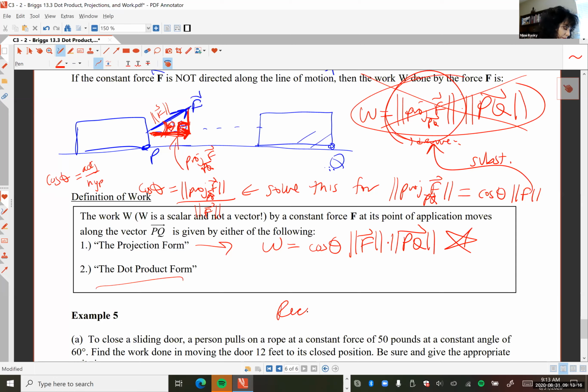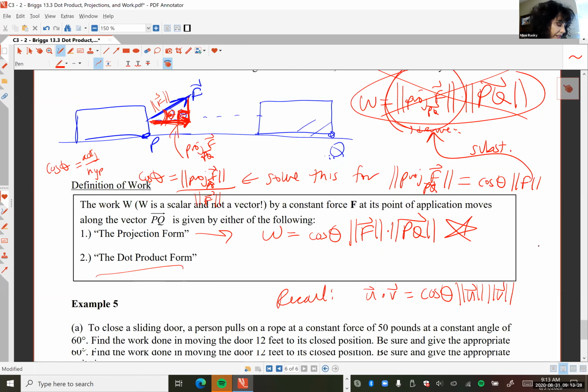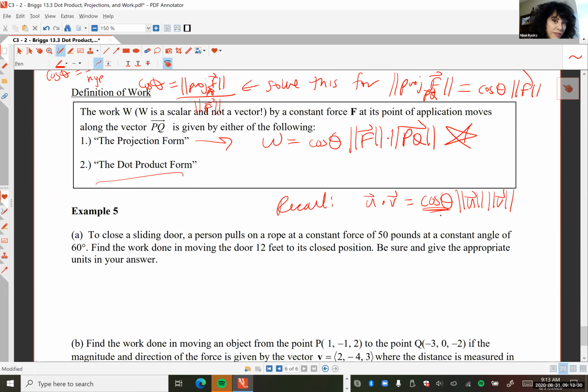So before I give you the dot product form, let me remind you of a formula you were supposed to have learned in order to do your quiz yesterday and turned in this morning. Do you remember that the dot product of two vectors is the same as the cosine of the angle between them multiplied by the product of their magnitudes? Please say yes. I'm going to use this formula backwards.